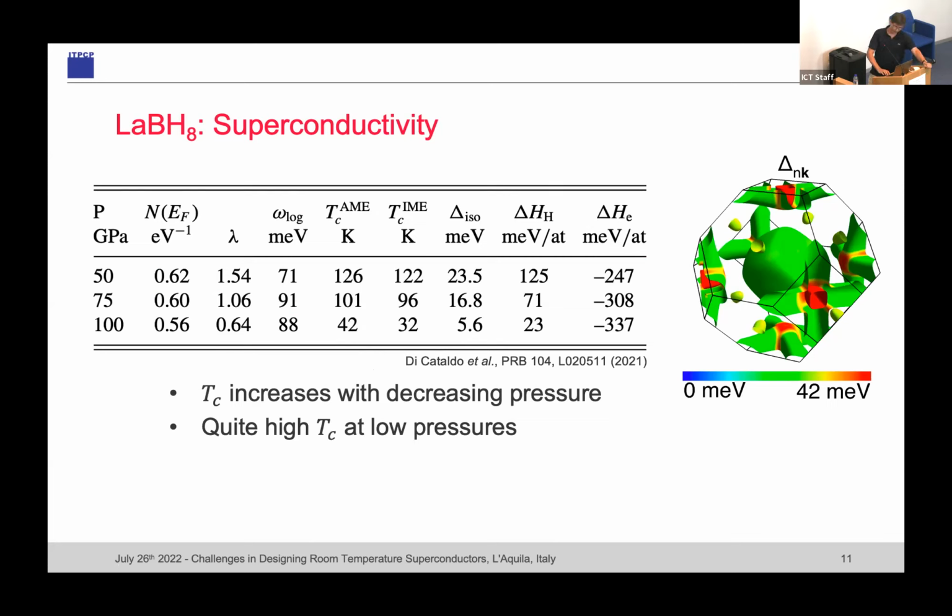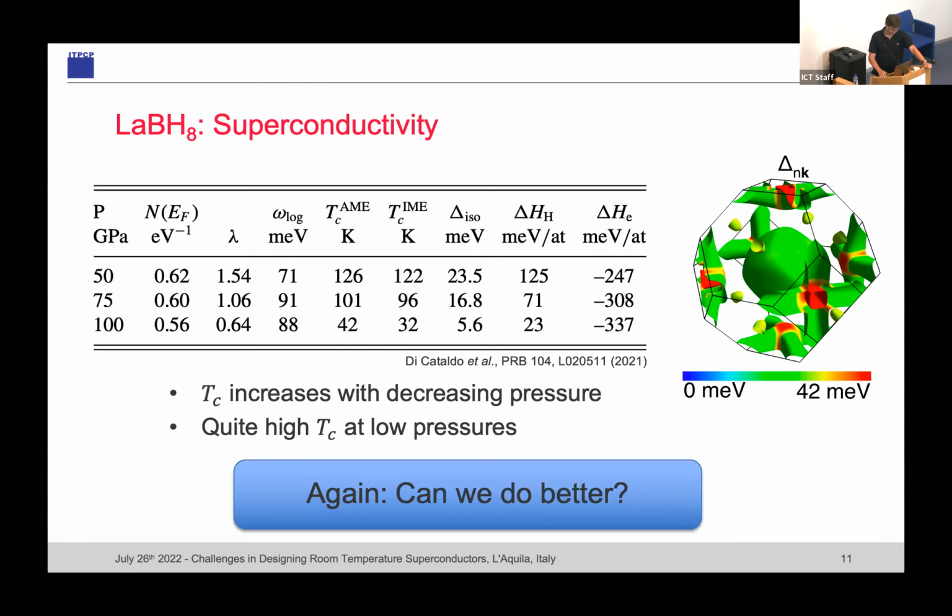And again, on the right, the superconducting gap function on top of the Fermi surface is very, very isotropic in this compound as well. So we again ask ourselves the question, can we do even better?